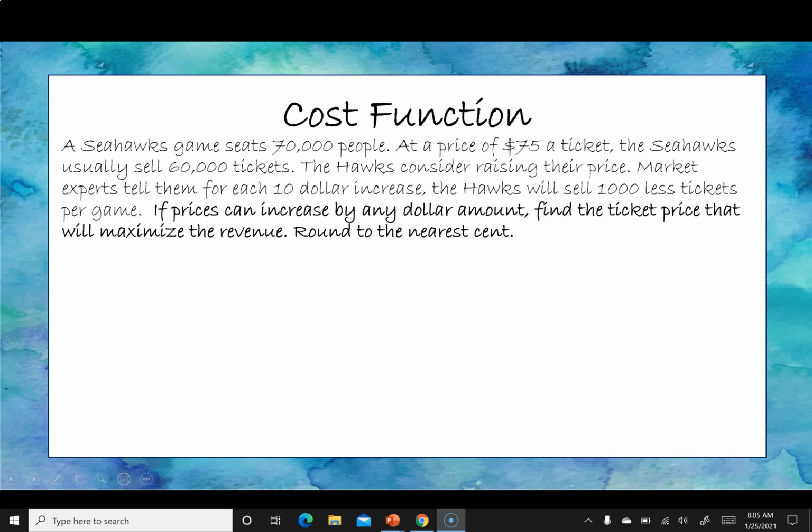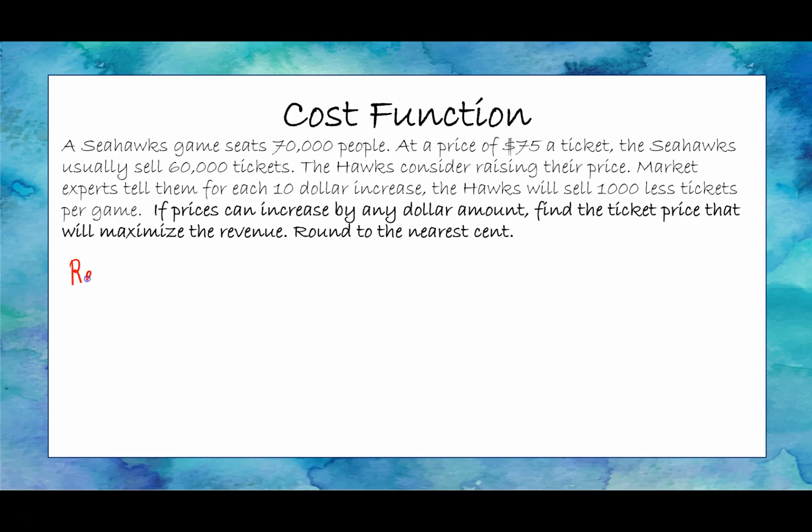Well, first of all, let's just come up with a general formula in words. We know that our revenue is going to be equal to the number of tickets sold times the price of that ticket. And another thing to keep in mind is the number of tickets sold would be the number of people at the game, or the number of people that bought a ticket, right? So how can we write this using math?